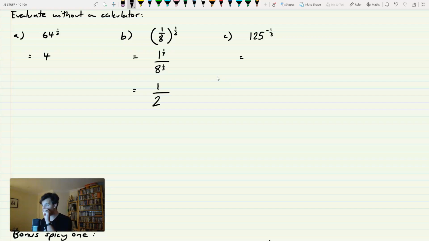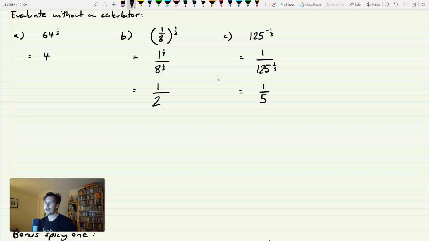Okay, and the last one, 125 to the power negative 1/3. That'll be the same as 1 over 125 to the power 1/3, which is the same as saying 1 over the cube root of 125, which will be 1 over 5.